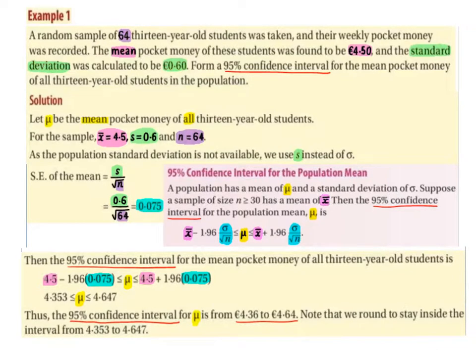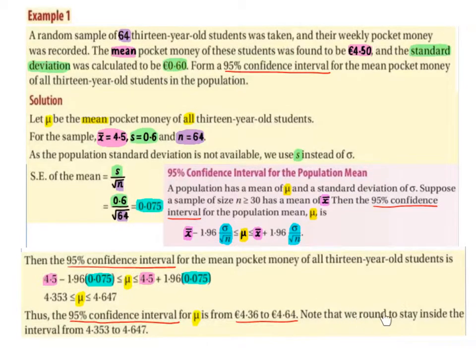so actually this value will be 0.075. Then, the 95% confidence interval for the mean pocket money of all 13-year-old students is 4.5, which is the x bar, minus 1.96 multiplied by 0.075, which is the standard error of the mean, and 4.5 plus 1.96 multiplied by 0.075. So this gives us 4.353, and this gives us 4.647. Thus, the 95% confidence interval for the mean is €4.36 to €4.64.